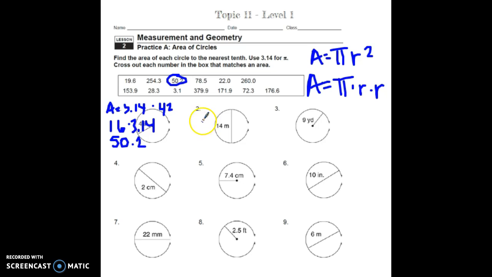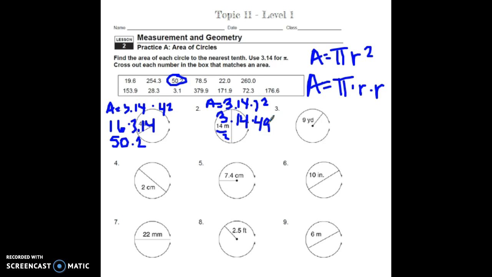Now for number 2, it's a little bit different because on this circle, they don't give us the radius, they give us the diameter. So if I want the radius for area, that means I have to take the diameter and divide it by 2. So 14 divided by 2 is 7. So that means when we have our formula A equals pi r squared, we're going to do A equals 3.14 times 7 squared. That means 3.14 times 49.